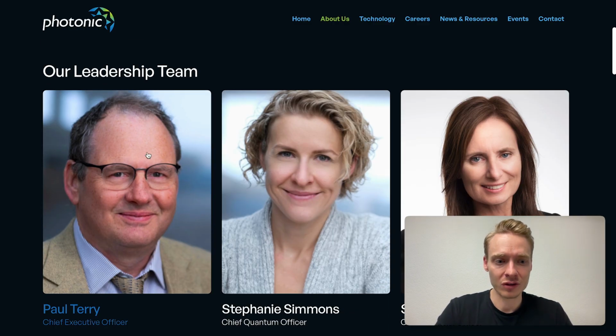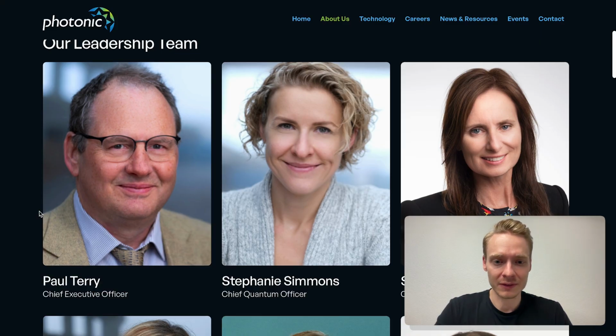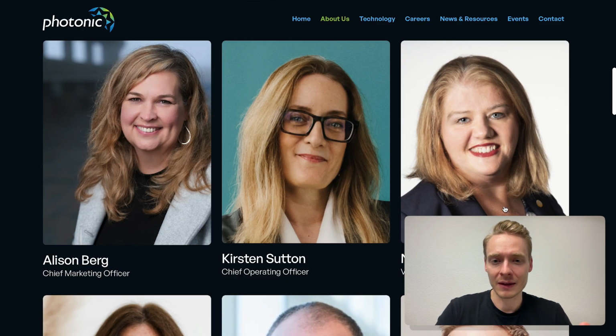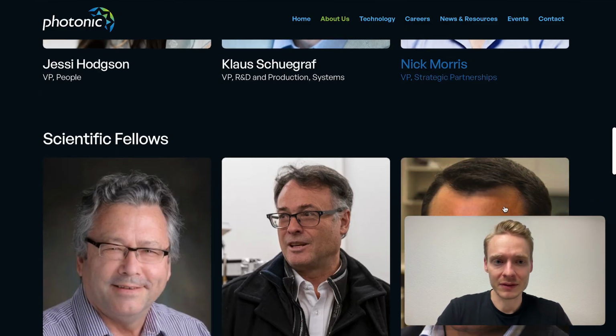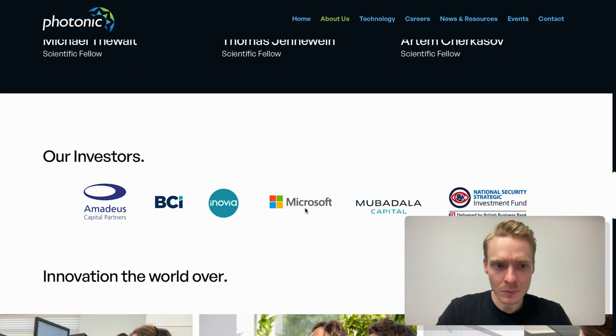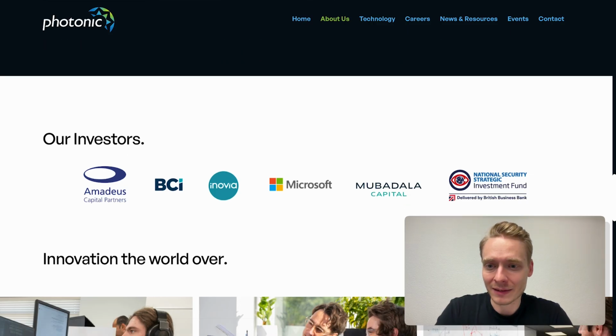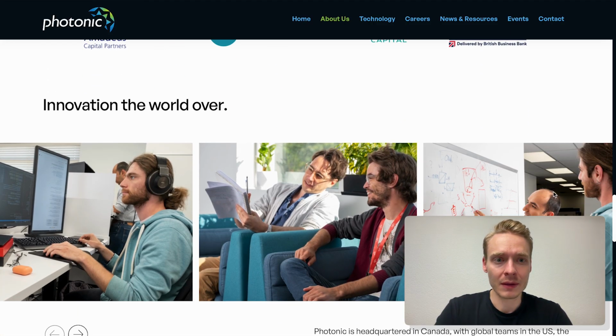And then we see here the leadership team with Paul Terry as the CEO. We have the Chief Quantum Officer, Stephanie Simmons, and the Chief Financial Officer, Sarah Boatman, as well as many other people here from the team. We also see the science team. On the investor side, we see that Microsoft is an investor here, but we also see that Amadeus Capital Partners, BCI, Inovia, Mubadala Capital, and the National Security Strategic Investment Fund of the British Business Bank are involved in this company.